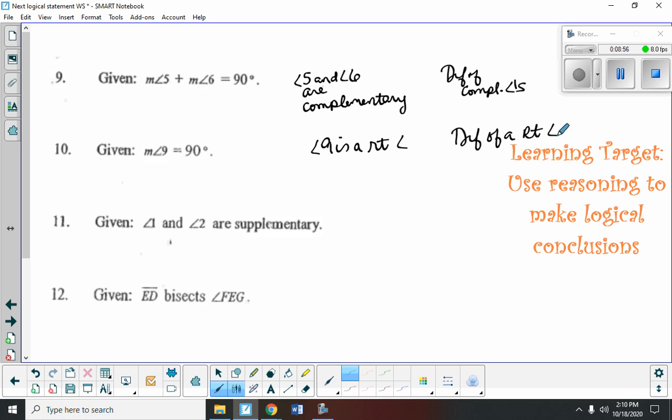All right, the next one says if you're given that angle 1 and angle 2 are supplementary, what could you say? Well, look up what it means to be supplementary. It says two angles that add up to 180. So your next logical statement would be the measure of angle 1 plus the measure of angle 2 equals 180. How did we know that? Because of the definition of supplementary angles.